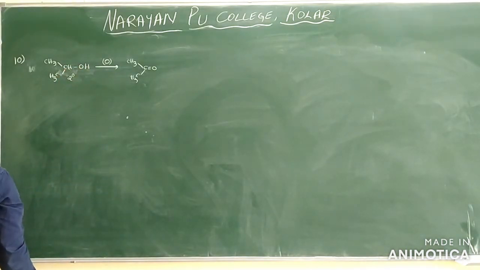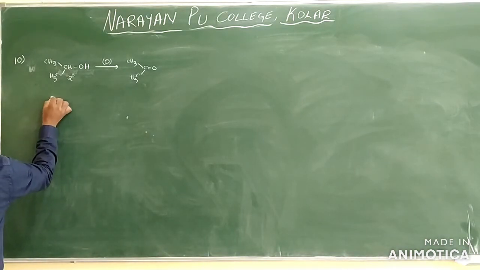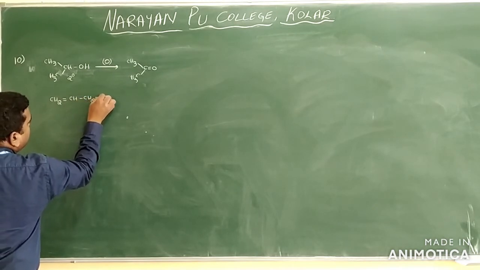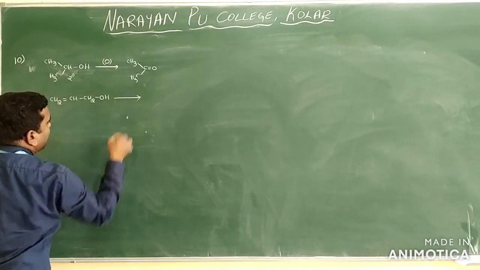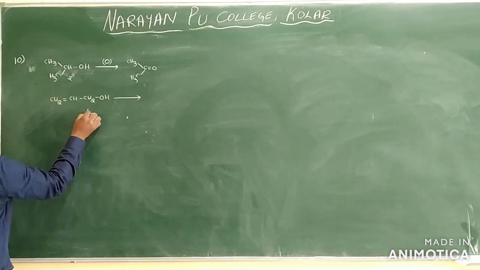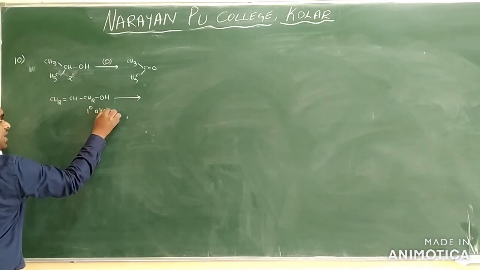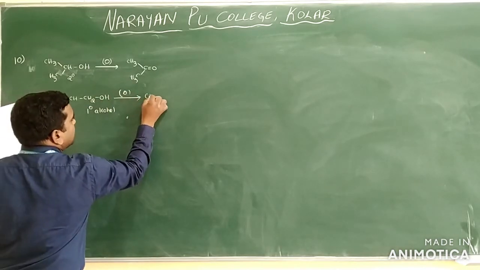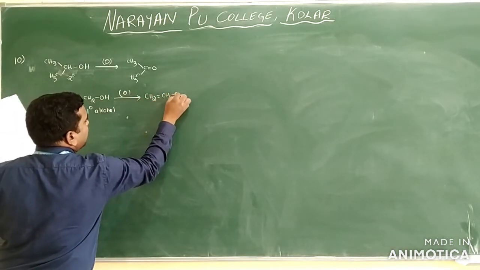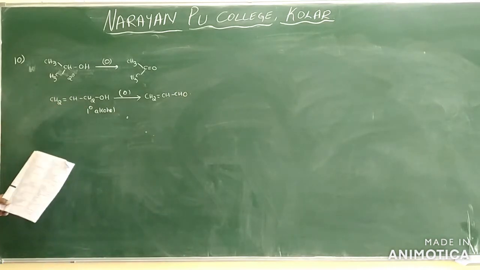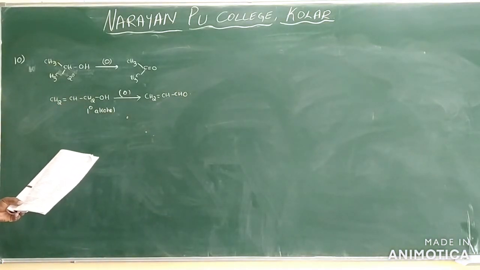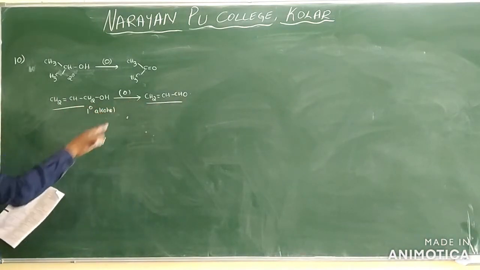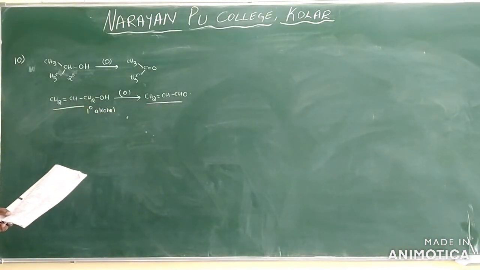Second one is allyl alcohol. You already know what allyl alcohol is: CH2 double bond CH and CH2OH. This is allyl alcohol. It is a primary alcohol. If it is a primary alcohol, on oxidation, what will you get? Aldehyde. So CH2 double bond CH and CHO you are getting. But they are asking which does not give ketone. It is not giving ketone, it is giving aldehyde. So your option should be option 2.